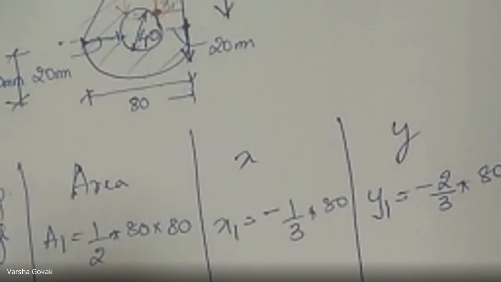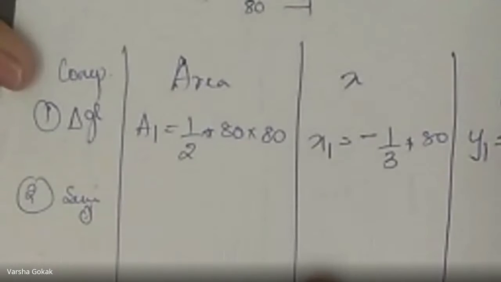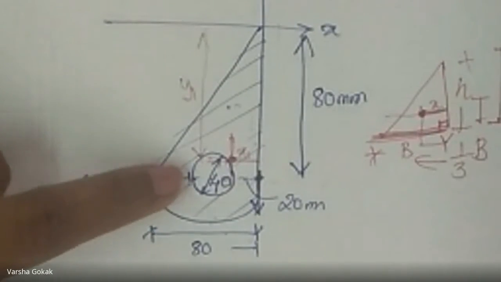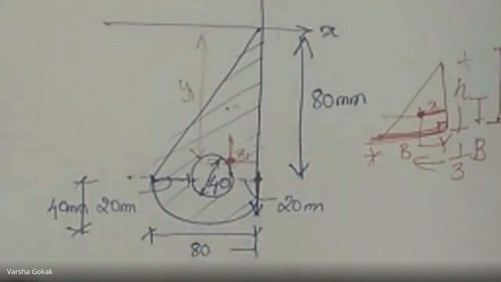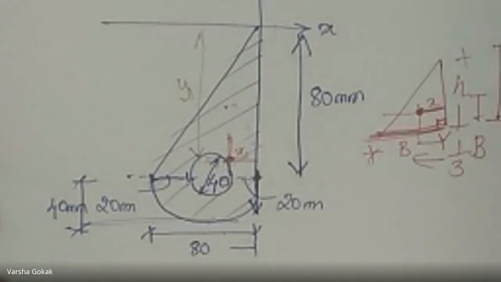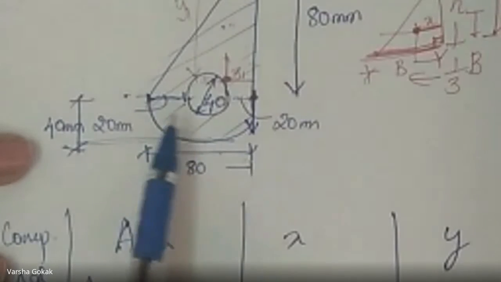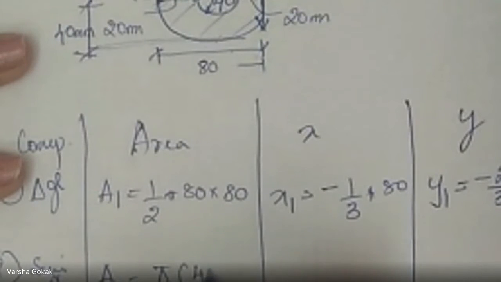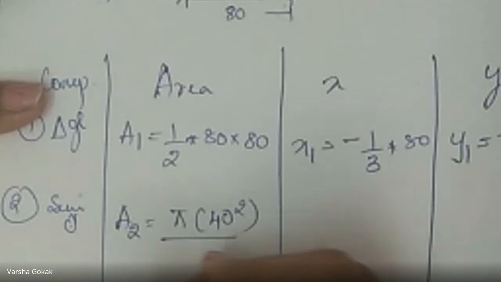Second one, we will write for a semicircle. A2, look into the semicircle. The radius of the semicircle is given as 40. This distance is 40. Okay. So what is the area of the semicircle? How do you get the area of the semicircle? Pi r square by 2. Correct. Pi r square by 2. Because pi r square is the entire circle, semicircle is half of that. So pi, r is 40, pi r square by 2.